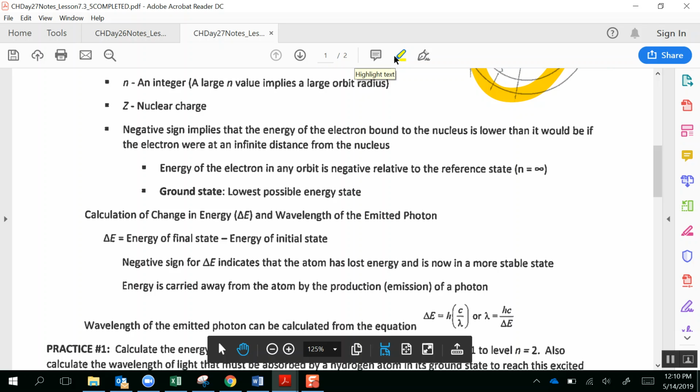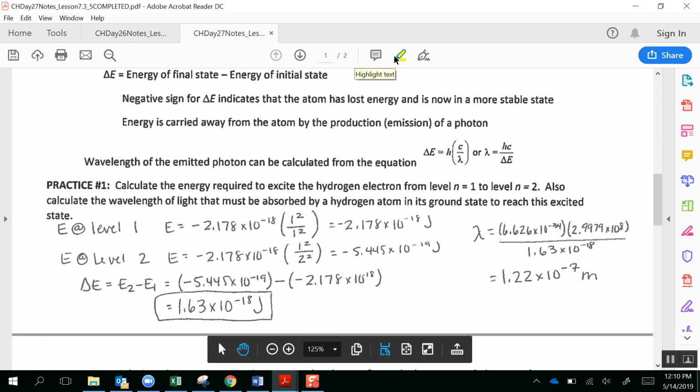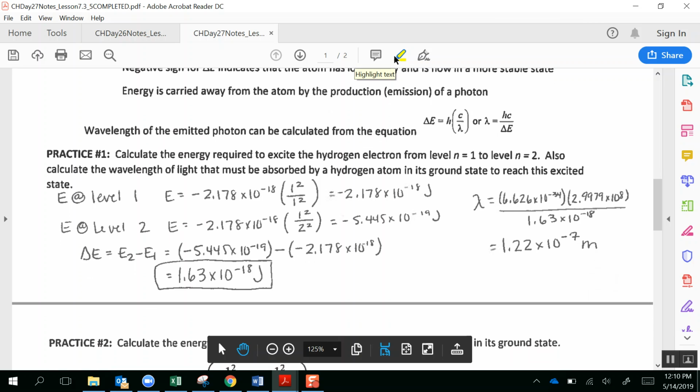The change in energy is going to be the energy at the final state minus the energy of the initial state. Then we have another equation for the wavelength of the emitted photon. Let's go ahead and put these equations into practice.